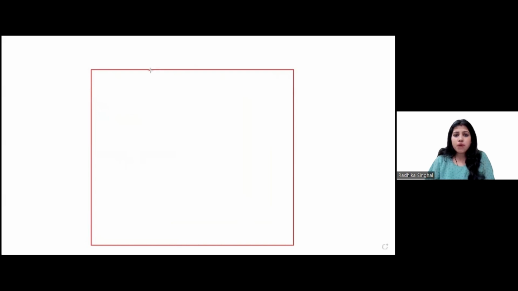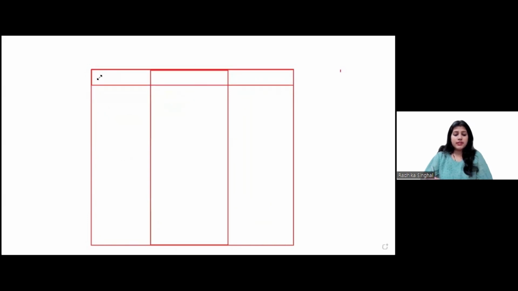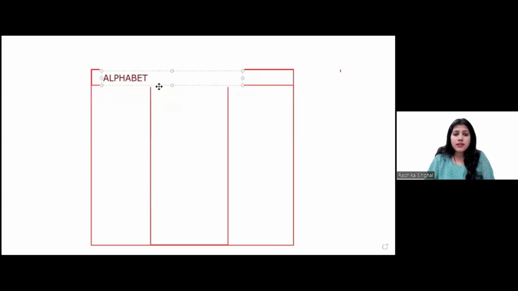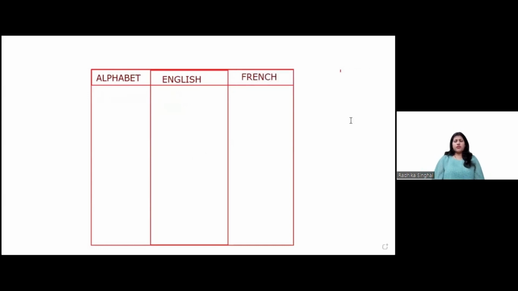And draw columns. This is my way of drawing tables. So yeah. Make columns. Where here in the first one you write alphabet. The second one you write English. And this third column you write French.